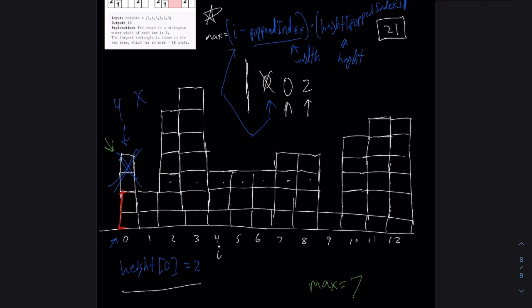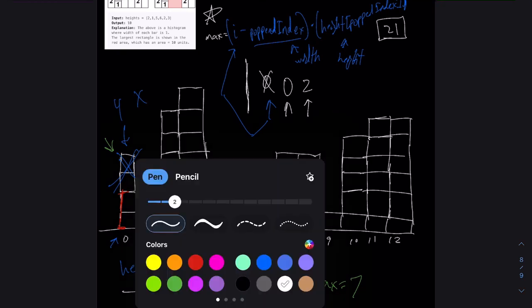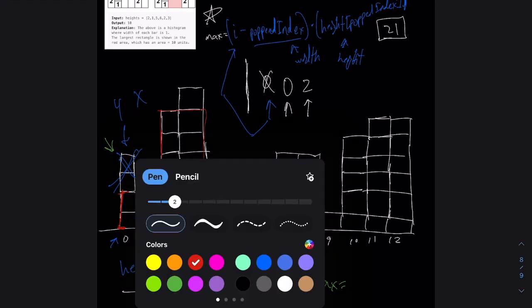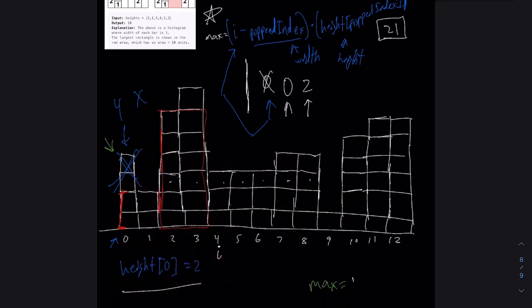But this time, when we do I minus popped index, it's going to give us this entire piece, right? It's going to give us this entire piece. So yeah, that would give us 12. And the reason why it gives us this entire piece is the same reason as what we looked at earlier, right? With this I minus popped index giving us the width. This is very crucial because the popped index is this index right here, getting popped.